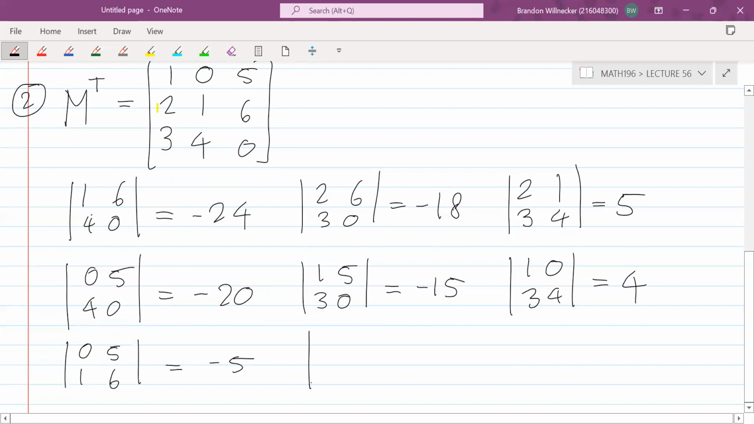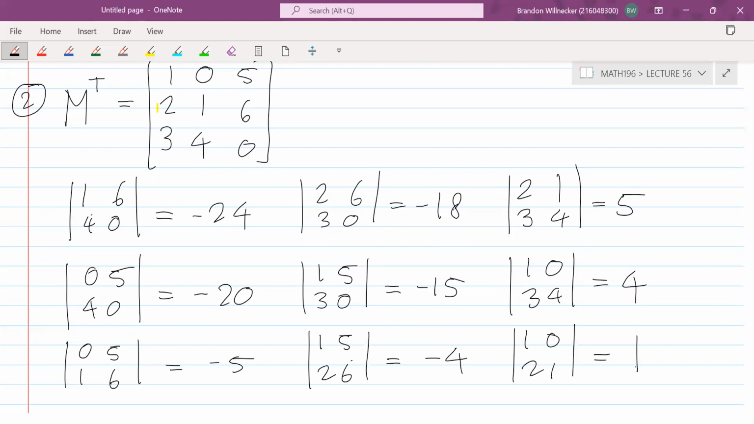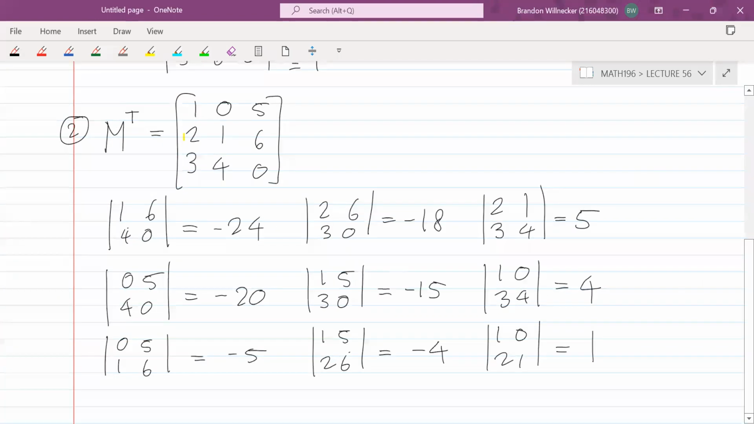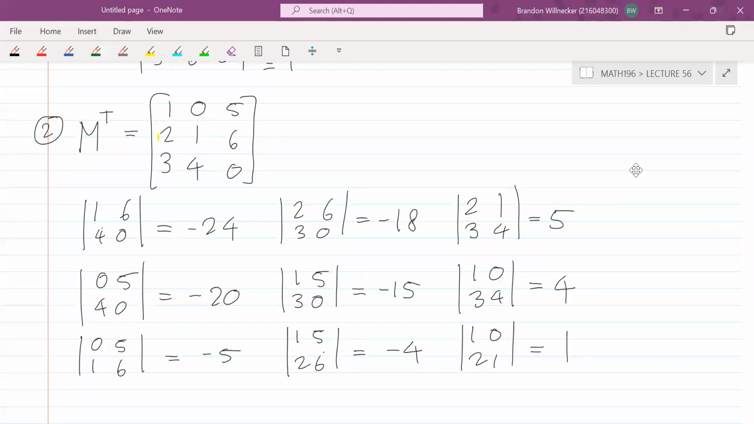You can check the remaining two. It's going to be 1, 5, 2, 6, which gives me minus 4. And the last one is going to be 1, 0, 2, 1, and that gives me 1. So we should end up with 9 determinants here, because there are 9 entries in this matrix.